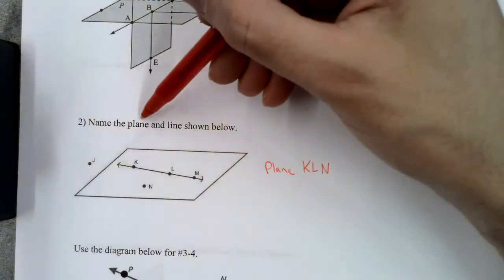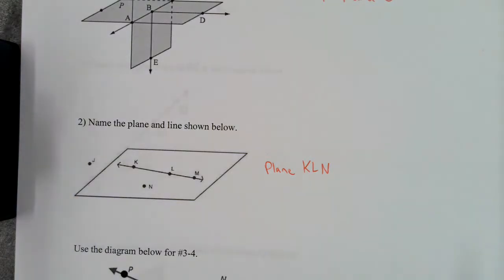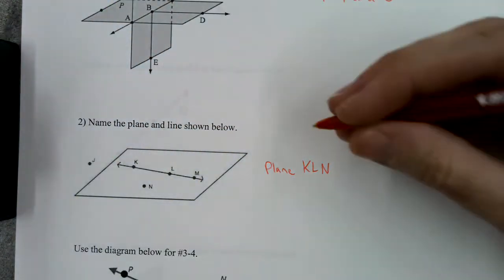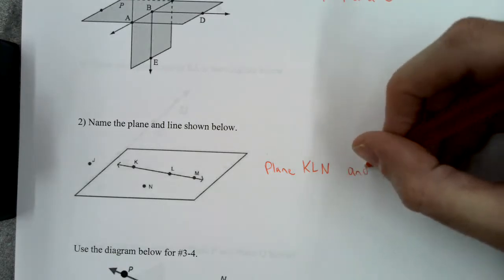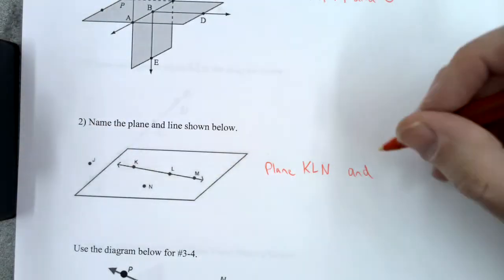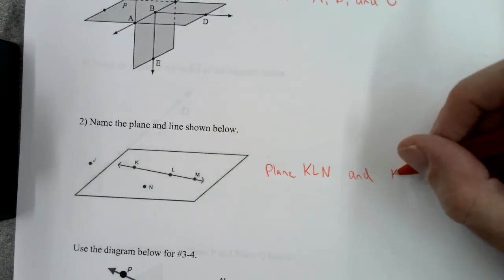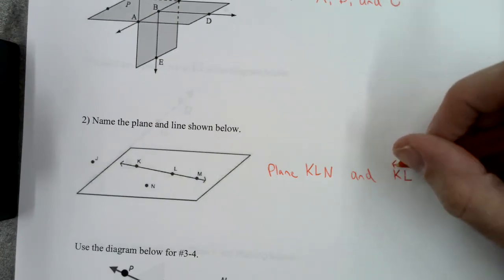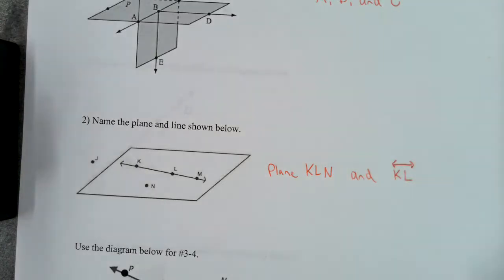Okay, so we name the plane. Now you have to name the line. So when you name a line, you use 2 points. So I'll say that's the plane. Now for the line, I'll use these 2 points. I'll use K and L. And that's the symbol for a line. 2 arrows.